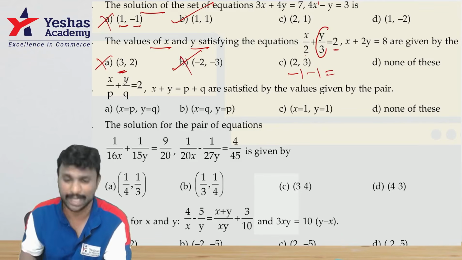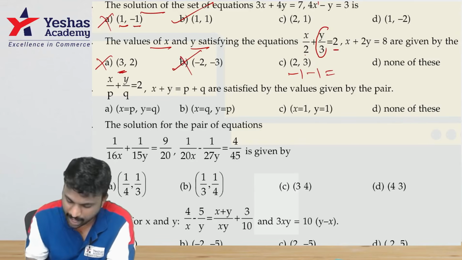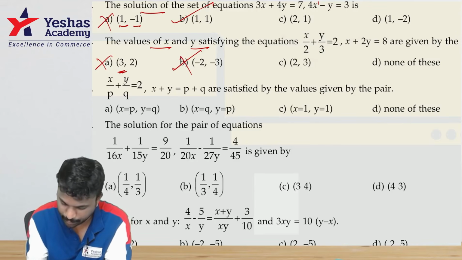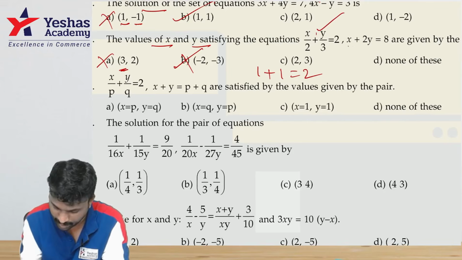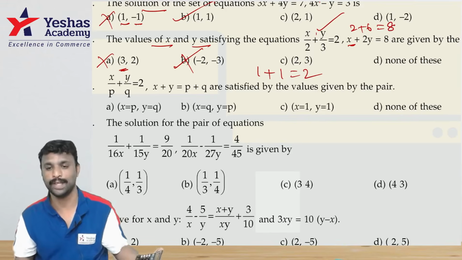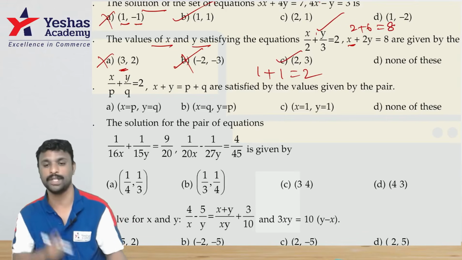Plus 2. So even option B doesn't satisfy. Option C: 2 by 2 is 1, 3 by 3 is 1, 1 plus 1 is 2. So the first equation got satisfied. How about the second equation? The x value is 2, the y value is 3, 2 threes are 6, so 2 plus 6 is 8. So both the equations got satisfied with option C.